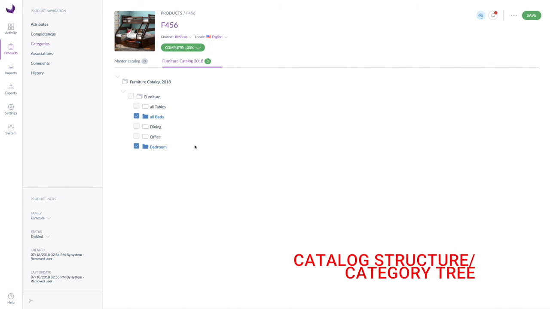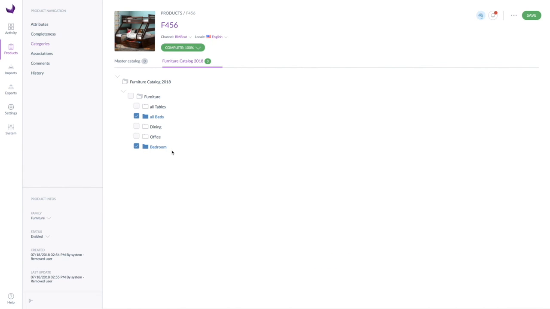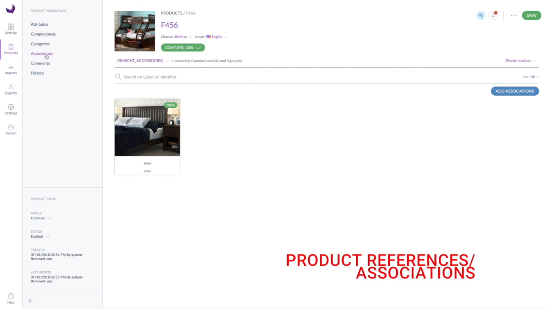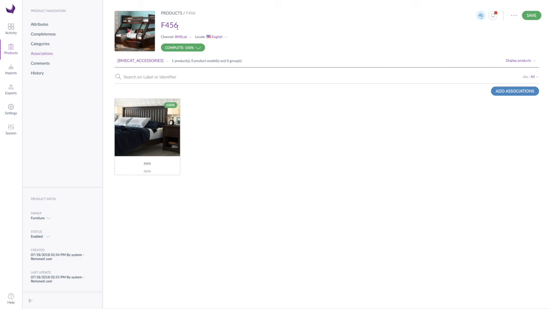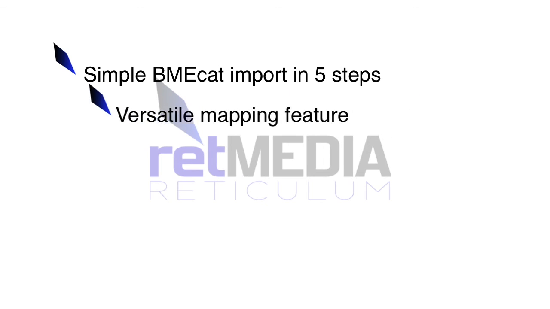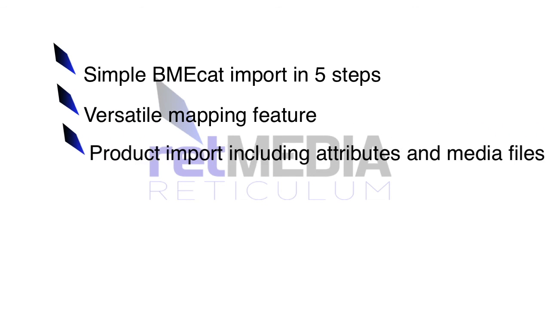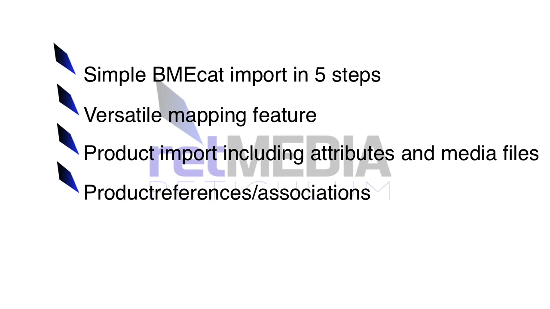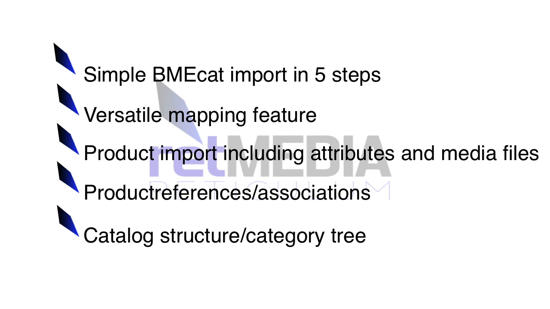This also works for multiple categories, of course. At associations, we find a connection of the type BMEcat accessories has been established between our bunk bed and product F999, a bedside table. This brings us to the end of this short demonstration, in which we imported an electronic BMEcat catalog, including products, reference links, and categories into the AKENEO-PIM in 5 simple steps.